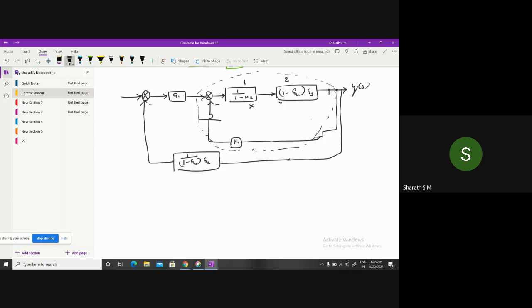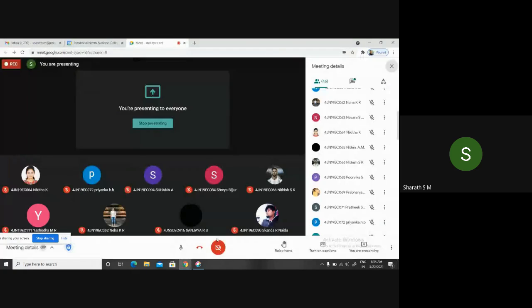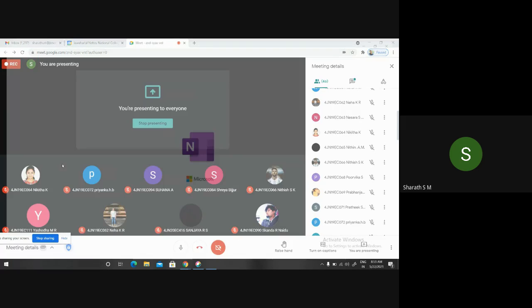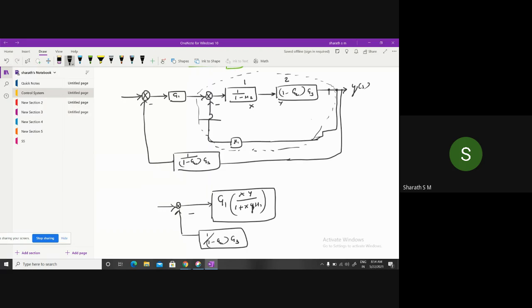So I'm going to take the temporary variables as xy. xy divided by 1 plus xy into H1, that is with a product of G1. So just write down the feedback equation for this. That's it.